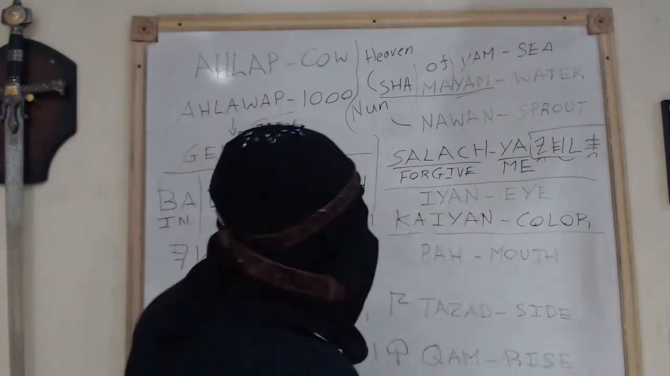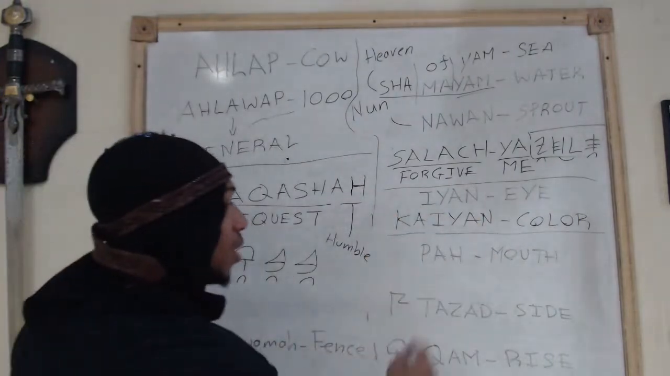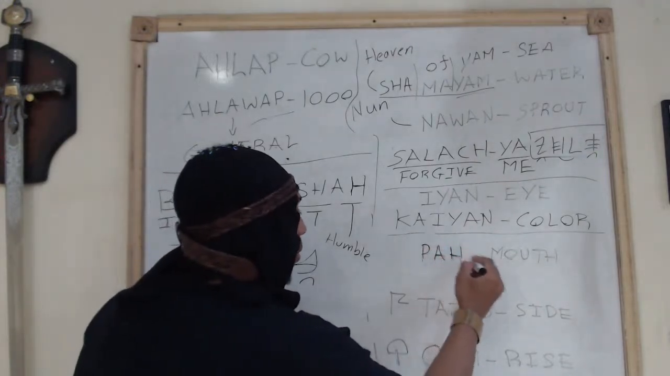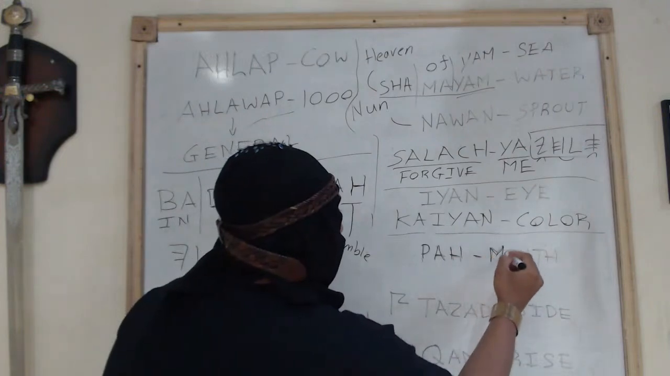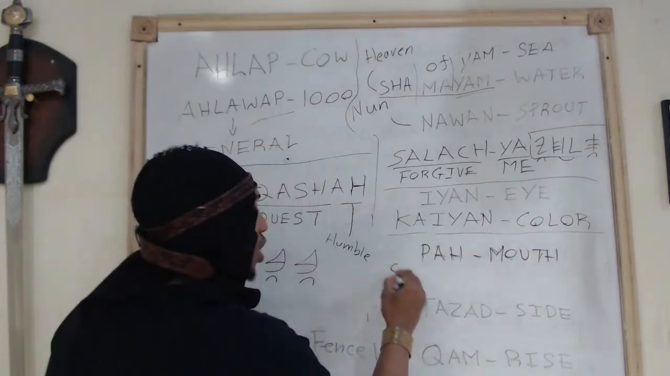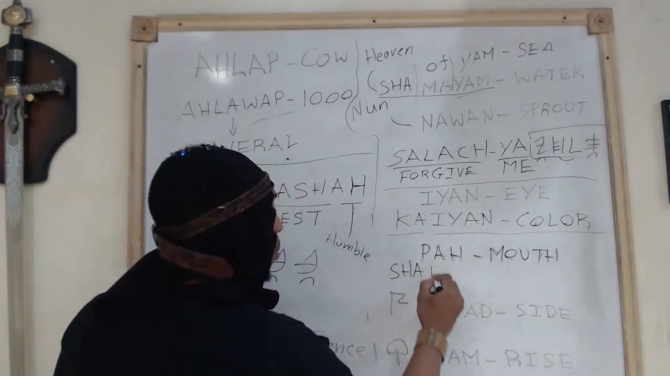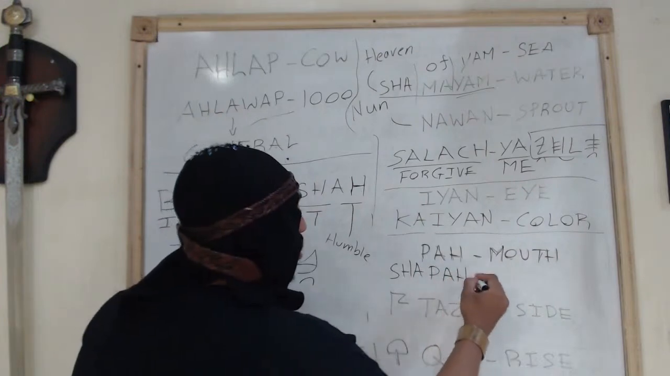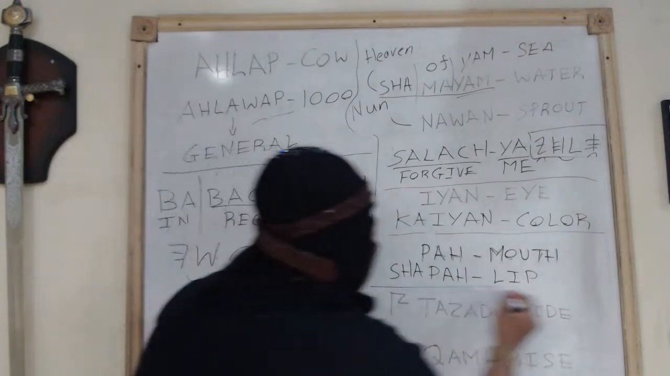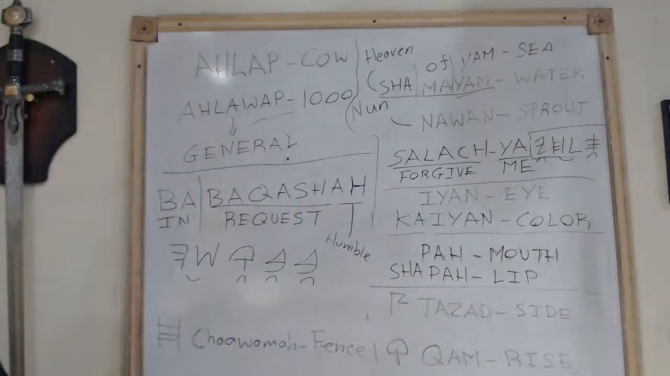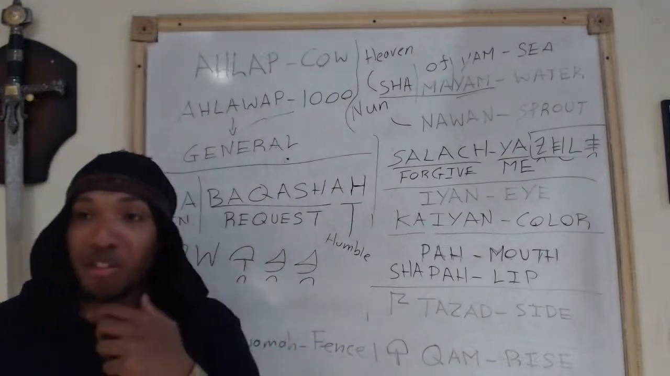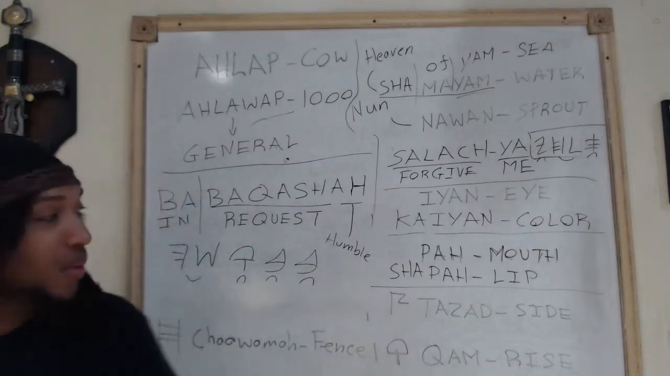Joseph the son of Nun, Ka'ayan, right? So we have pa for mouth. And then we have sha, pa. Pa means lip. Why? Because sha means pertaining to your mouth. Pa is mouth, pa is lip.